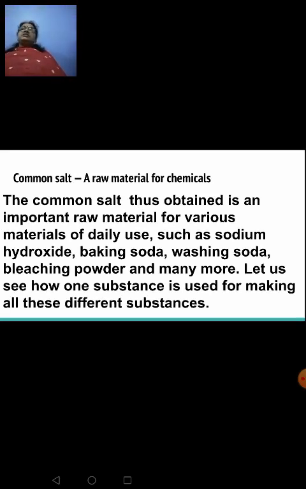And apart from this, sodium chloride acts as a raw material for obtaining various other substances or chemicals like sodium hydroxide, bleaching powder, washing powder, baking powder and so on. So how are they prepared? We'll be learning that, and their uses also we will learn. So first let's start. How is sodium hydroxide prepared?